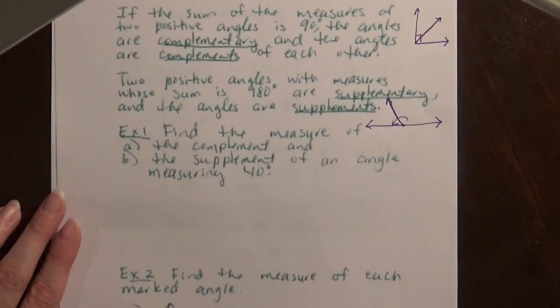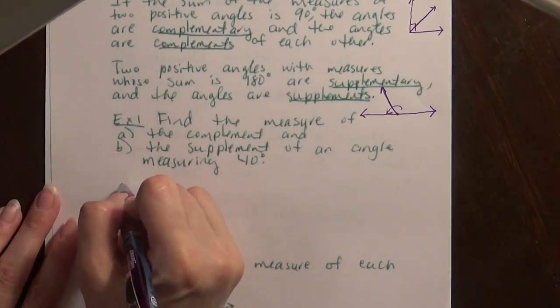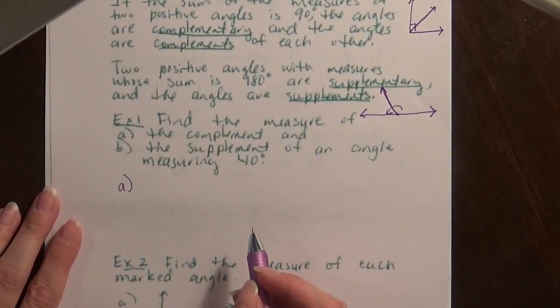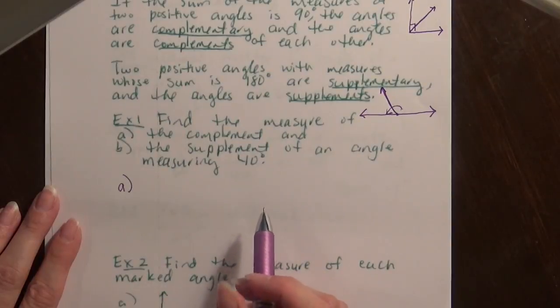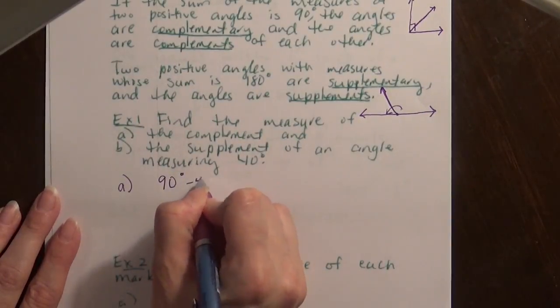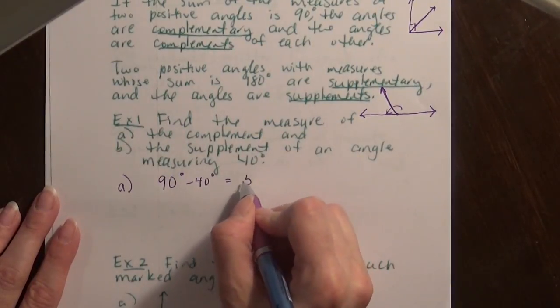In example 1, we're asked to find the measure of the complement and the supplement of an angle measuring 40 degrees. So for part A, when I do the complement, remember complement means that the two angles together need to add up to 90 degrees. If my angle is 40 degrees, I need to do 90 degrees minus 40 degrees, and the complement is going to give me an angle of 50 degrees.